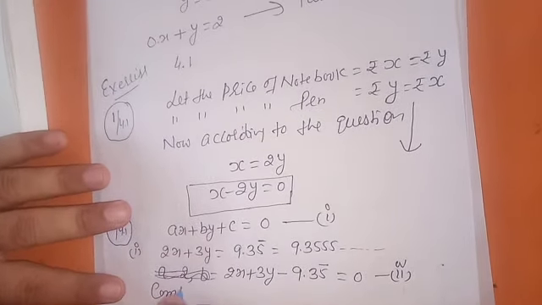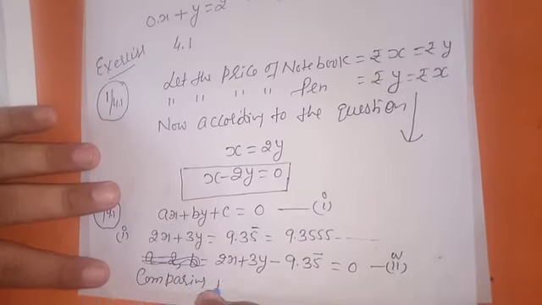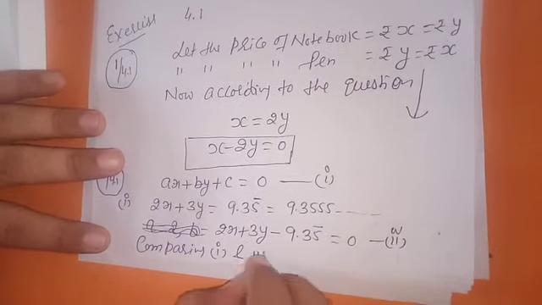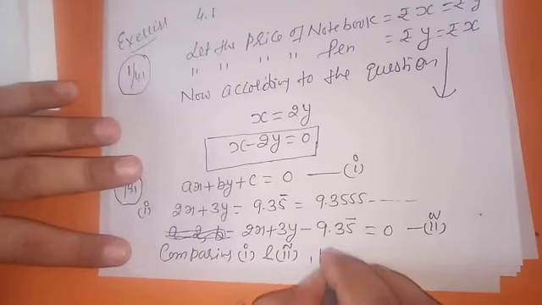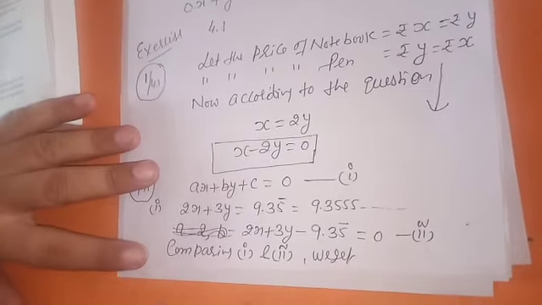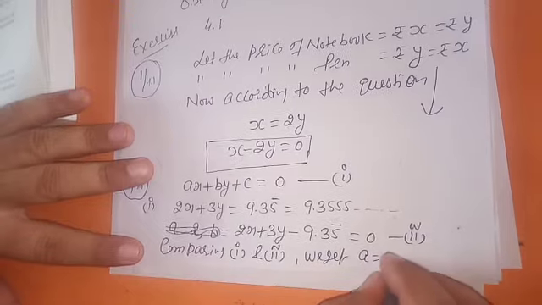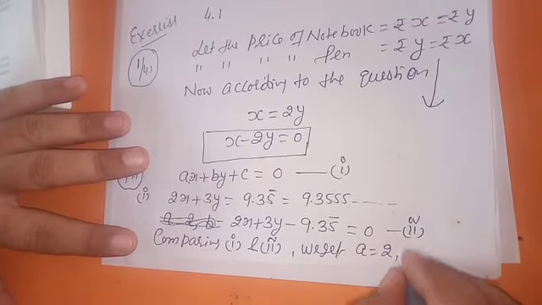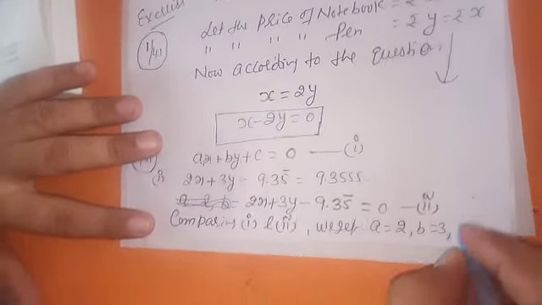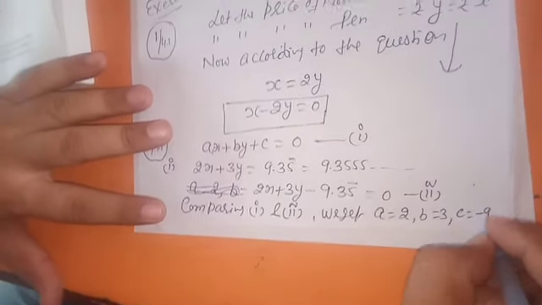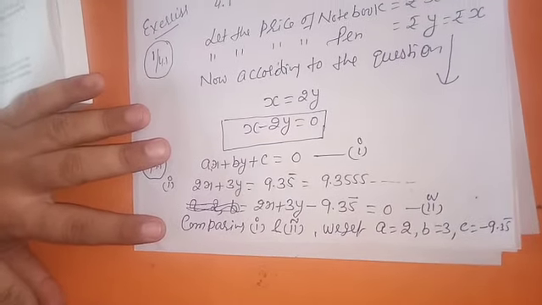Comparing first and second, what do we get? Look, a is equal to 2, b is equal to 3 and c is equal to minus 9.35 bar. So easily you can solve this.